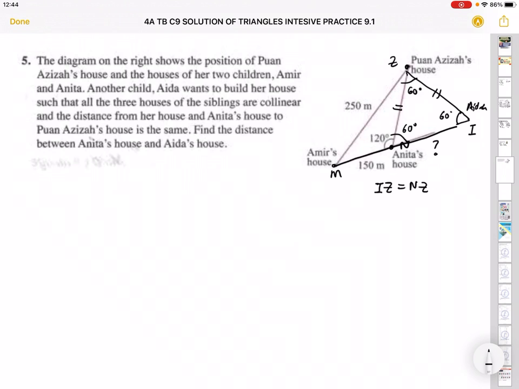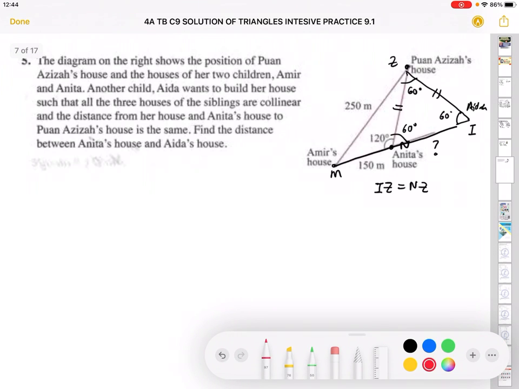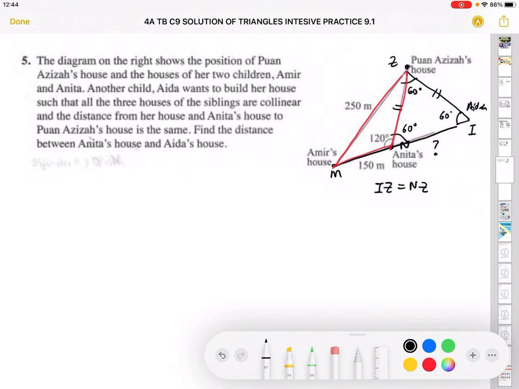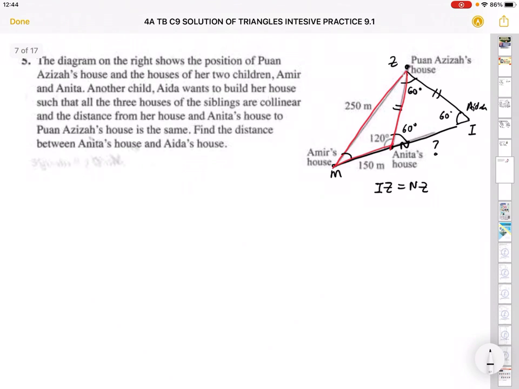So I think we just focus on this triangle here. Let me highlight this triangle here. I want to find the length of ZN or NZ. So we use the sine rule, but I don't know this angle here, right? I don't know this angle. So I need to find this angle first. Maybe I find alpha first because alpha is opposite to 150, and 120 is opposite to 250, right?